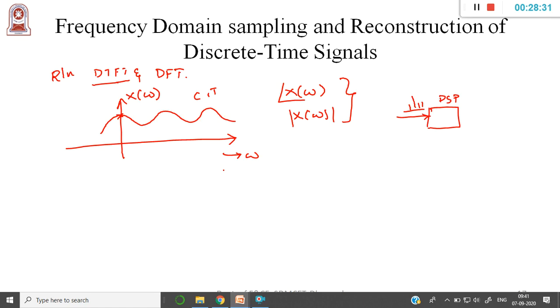Can anyone put it in the chat box? What operation should I perform so that I get the discrete version of x of omega? I'll give you a second. You can think and let me know how I can fetch the discrete values of the DTFT. What operation should I perform?